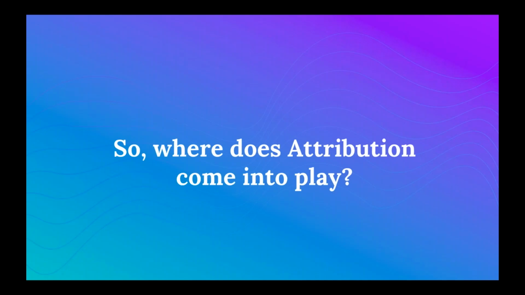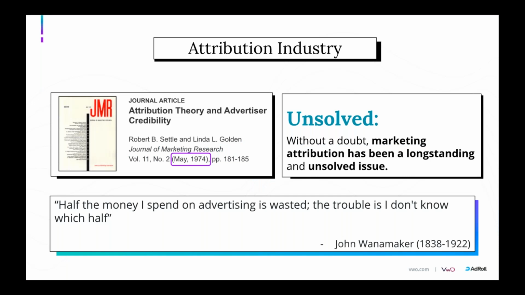So we're looking at a quick attribution history here. Attribution is without a doubt not an old topic, and definitely something that marketers have been concerned about for decades. If you can see here, there's an attribution theory and advertiser credibility journal from 1974. This quote down here: "Half the money I spend in advertising is wasted. The trouble is I don't know which half." That's a really famous quote. Obviously, this just continues to show that attribution is definitely something that's been at the forefront of marketers' minds for decades now.